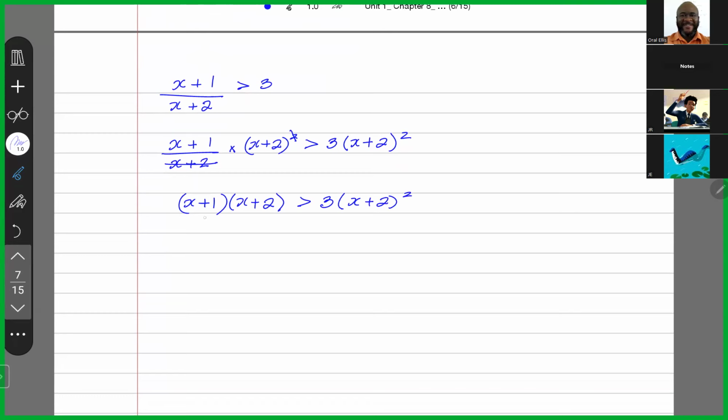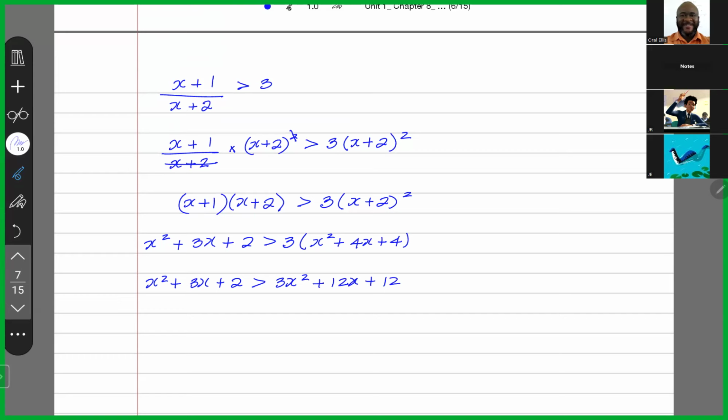Simplifying the left side, I'm going to have x squared plus 2x plus x, that's plus 3x, and 1 times 2 is 2, is greater than 3 into x squared plus 4x plus 4. Simplifying, so on the left I have x squared plus 3x plus 2 is greater than, distributive law on the right, 3x squared plus 12x plus 12.